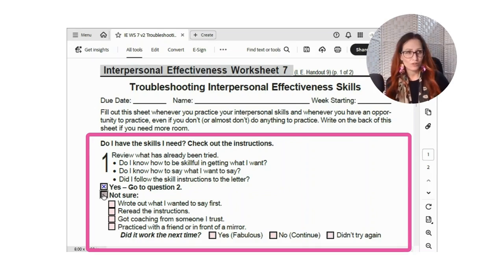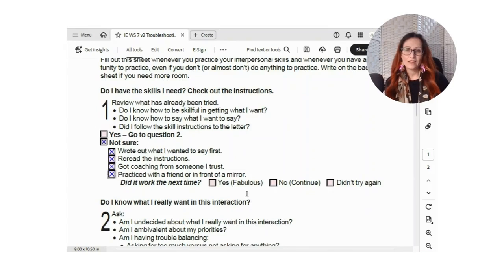However, if you're not sure whether you have the skills, or you're not sure if you know how to say what you want to say, or if you're not sure if you followed the instructions properly, you can write out again what you want to say before you say it. You can reread the instructions. You can get coaching from somebody that you trust. And you can practice your script with a friend or in front of the mirror. If you try this again, you can then record whether it worked or whether it didn't work.